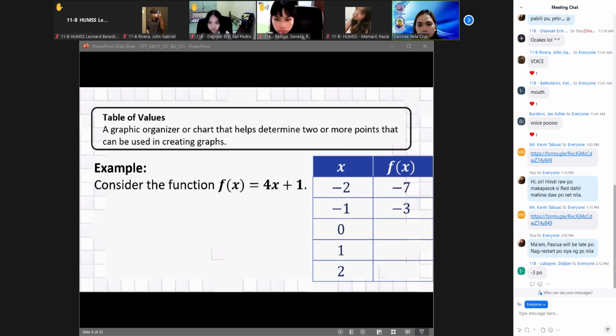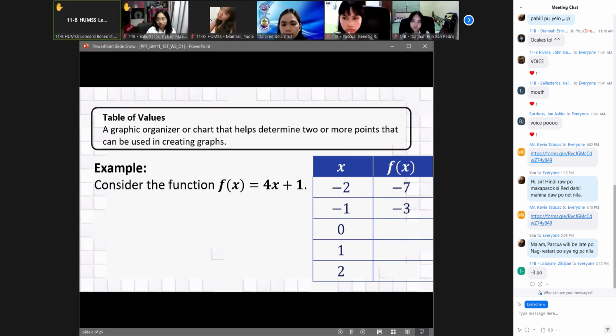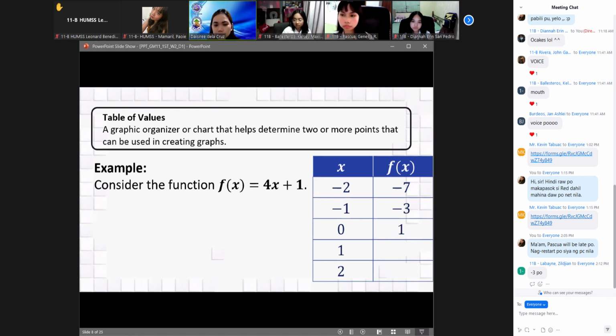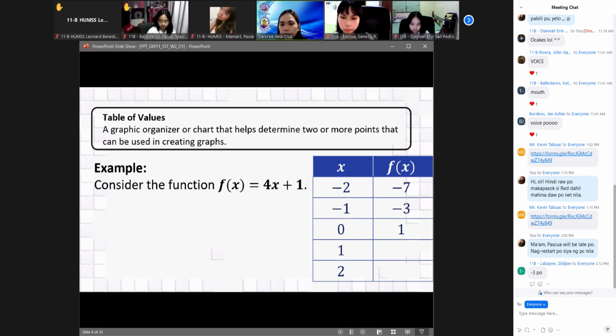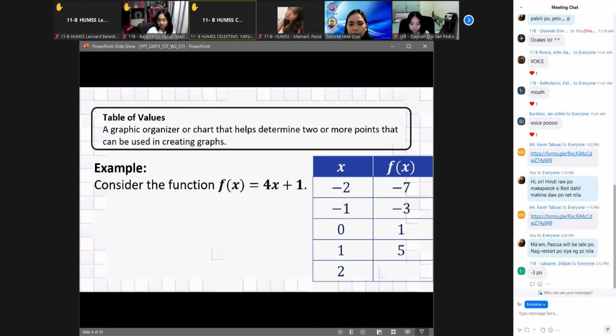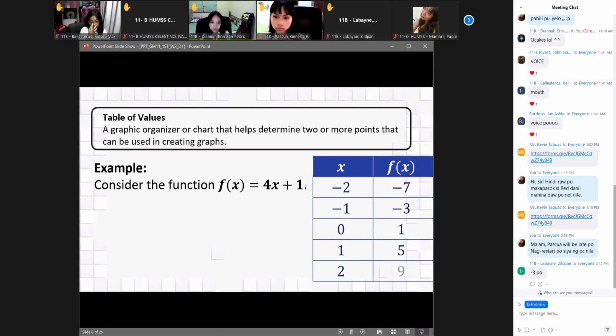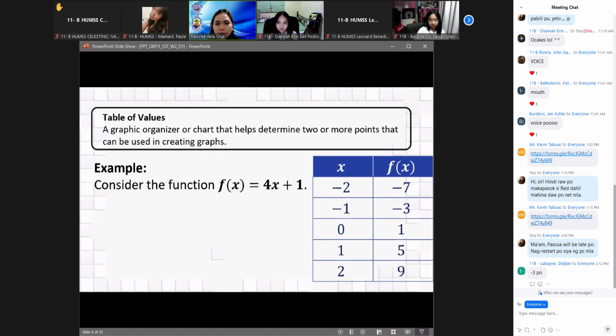Yes, Benedict. The answer for the output is +1. Okay, so our output is +1. How about if we have an input of 1? Okay, how about the others? Yes, Celestino. 5 po. Positive 5 po. And positive 5. How about if we have an input of 2? Yes, San Pedro. The answer is positive 9 po. Okay, so positive 9.